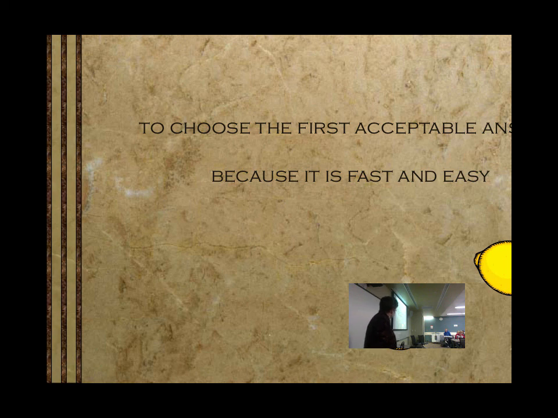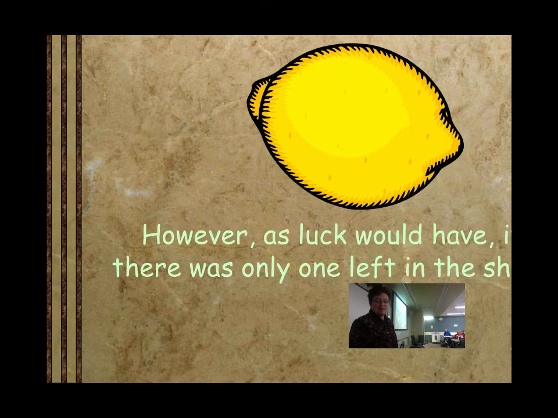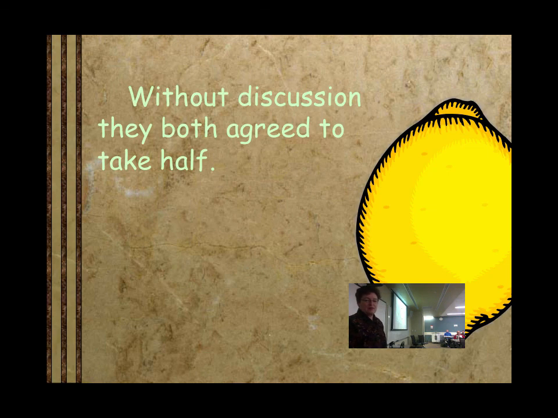But satisficing is this idea of choosing the first answer because it's easy, it's right there, boom, we're going to do it. And this is a little analogy about that. Remember in change, storytelling is powerful. Once there were two women who both wanted a lemon. So they went to the store, and there was only one lemon left in the store. So, fair is fair, right?